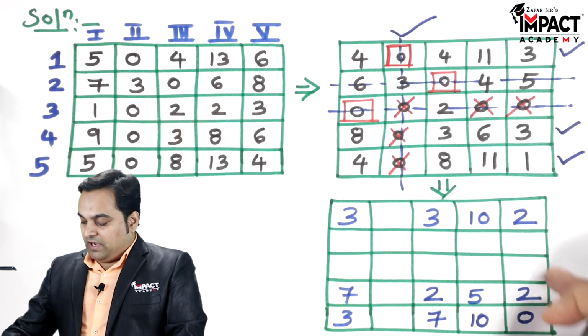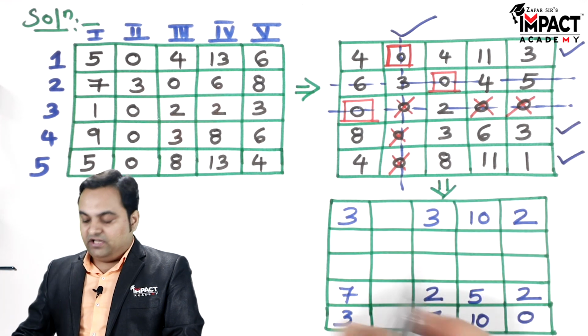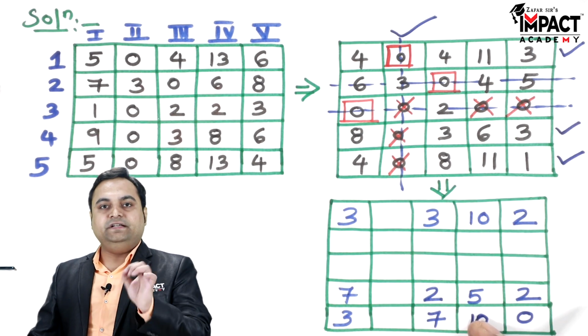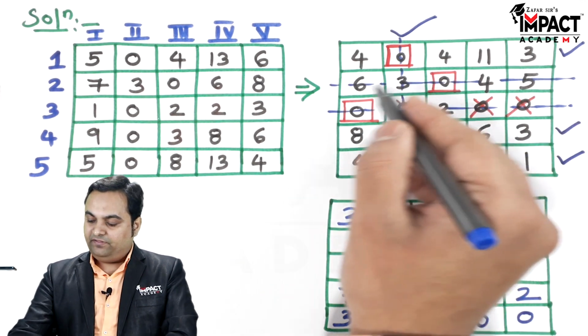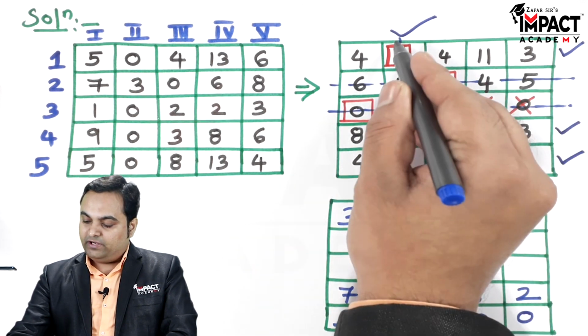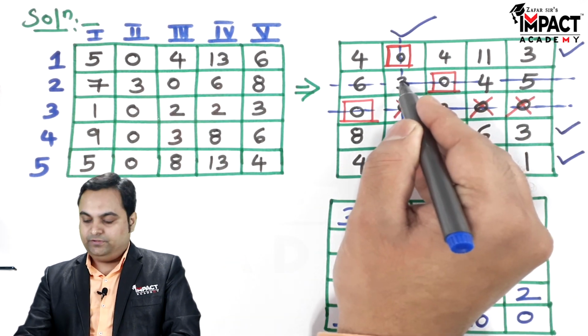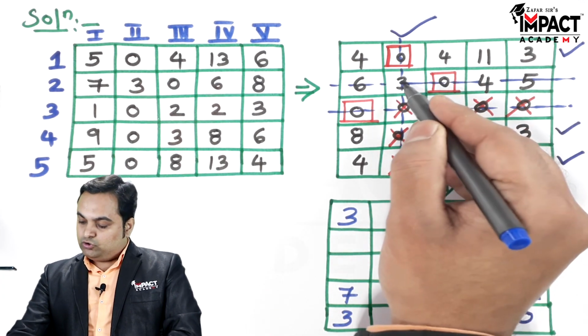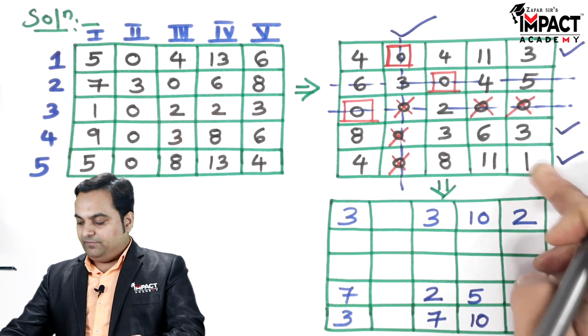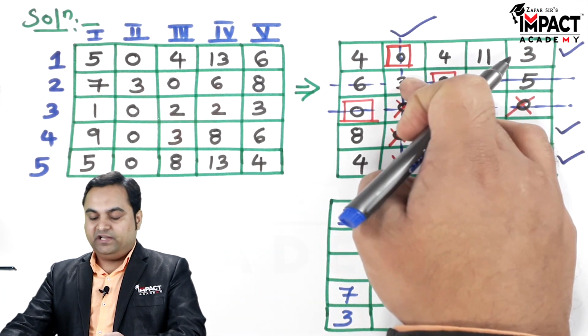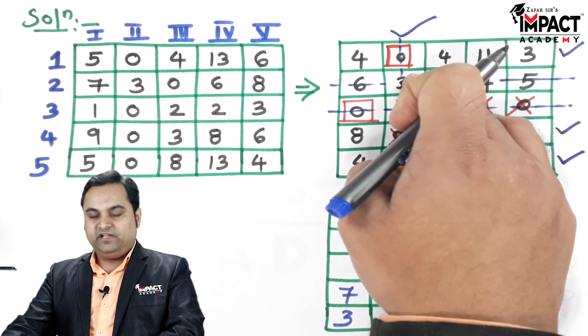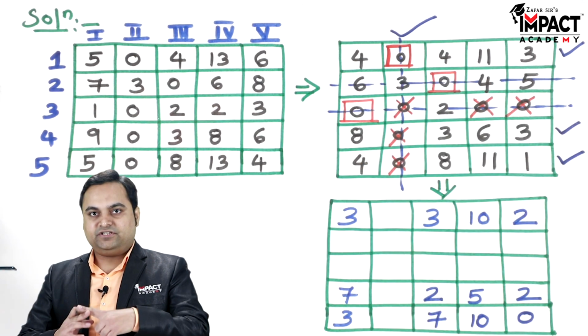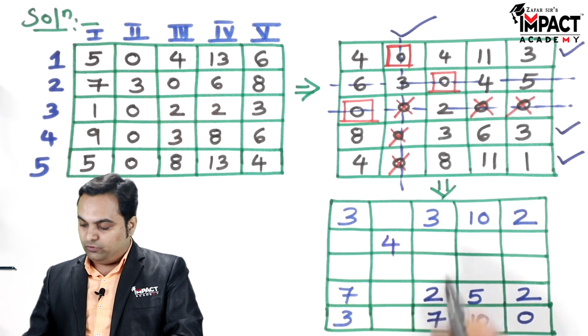Next, after writing all these uncovered values, I have to go for the intersection points. Intersection point means here we can see in the second row and second column there is an intersection point where the lines are meeting. So in that, add the minimum element. The minimum element was 1. So add 1 in this cell. Here we have value 3 at the intersection. So 1 gets added, it becomes 4.